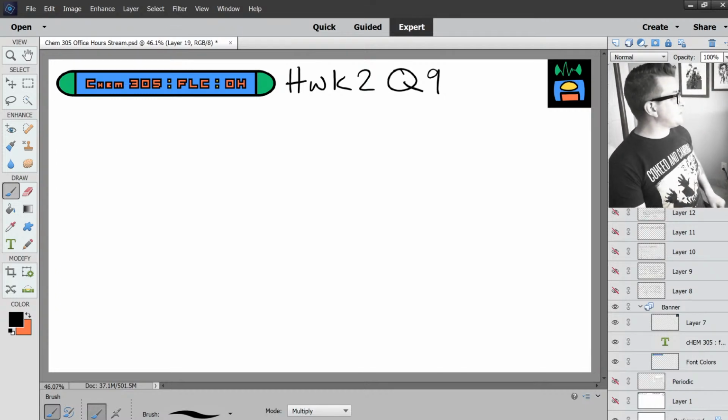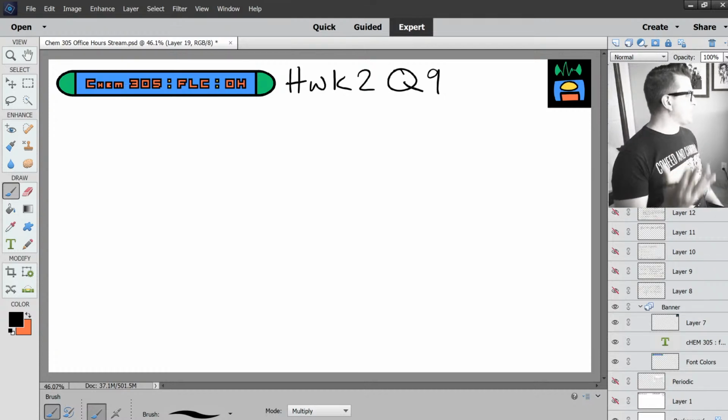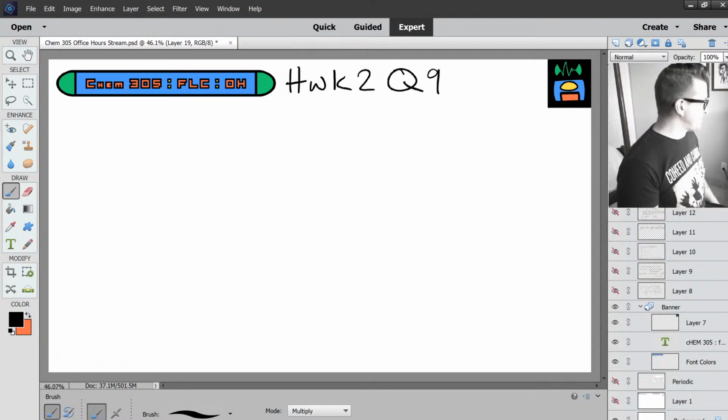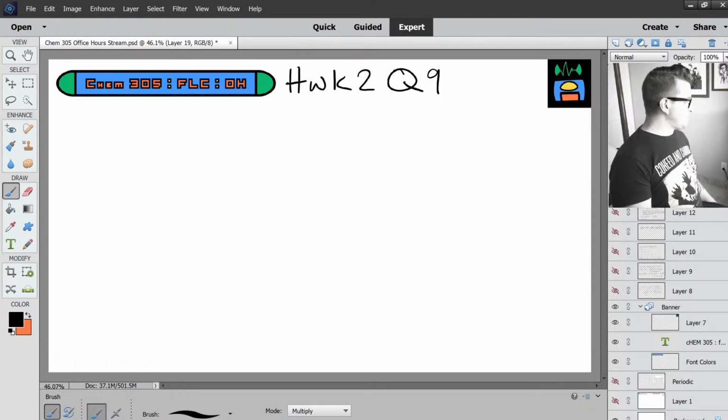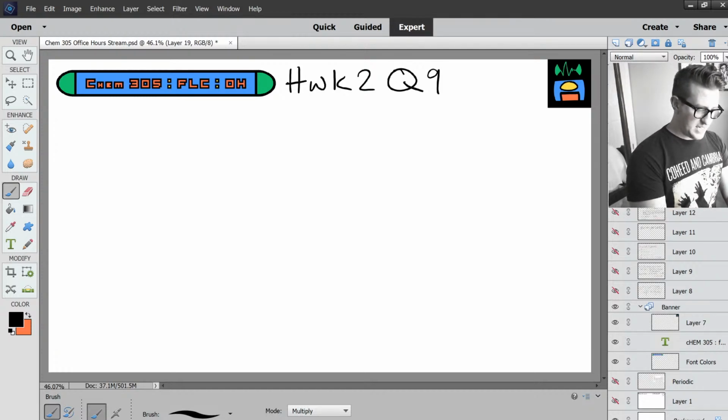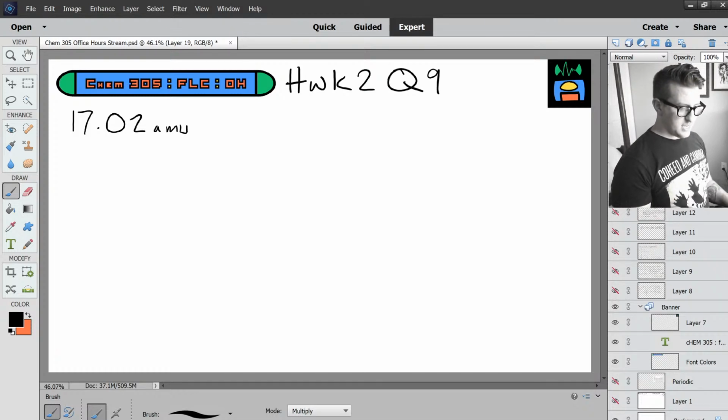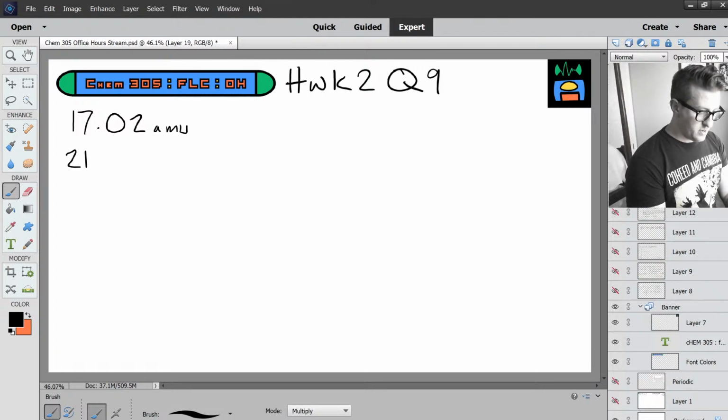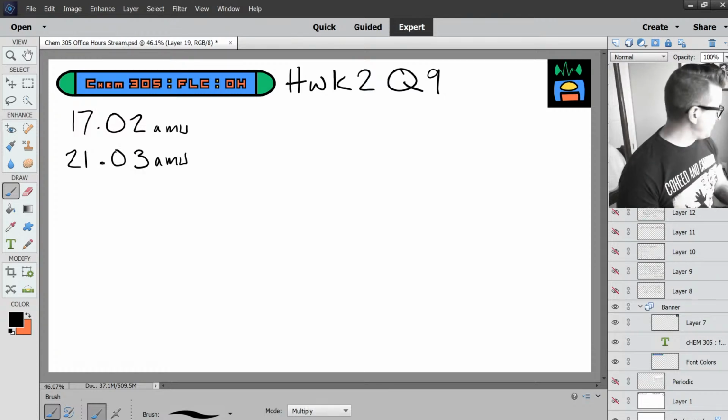Okay, so 2 naturally occurring isotopes exist for the hypothetical element dipium. Sorry. Dipium sounds like a silly name. 25% of dipium has a relative mass of 17.02 AMU. And the other isotope has an abundance of 21.03 AMU.